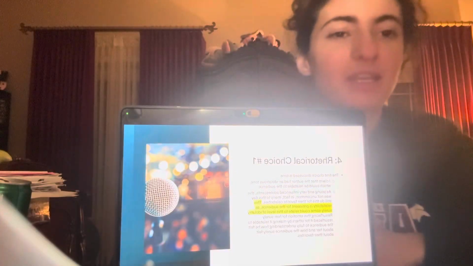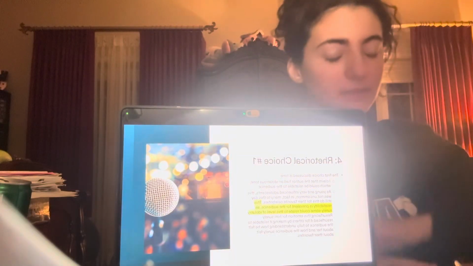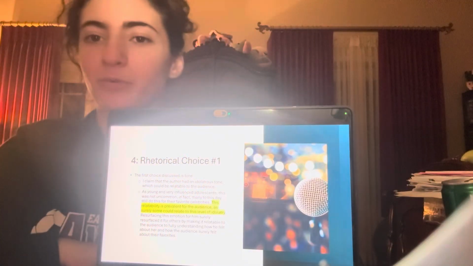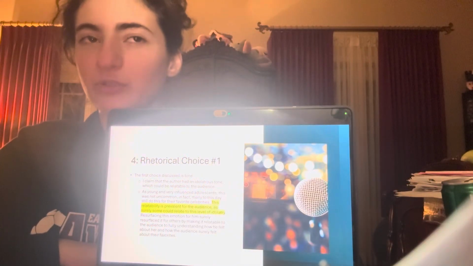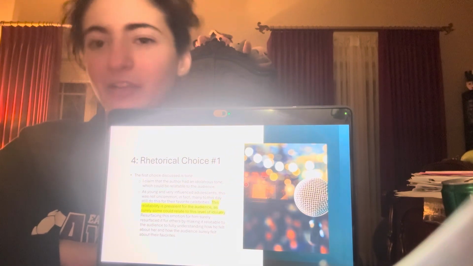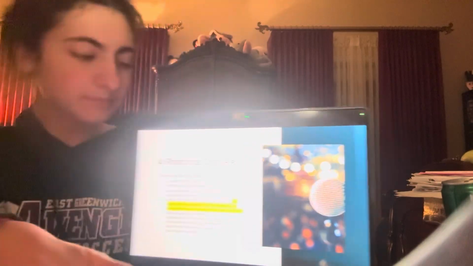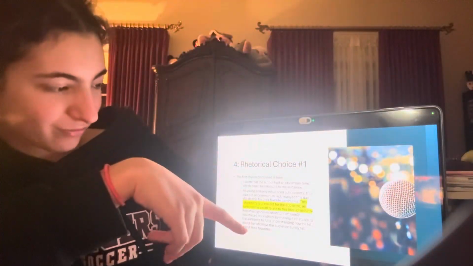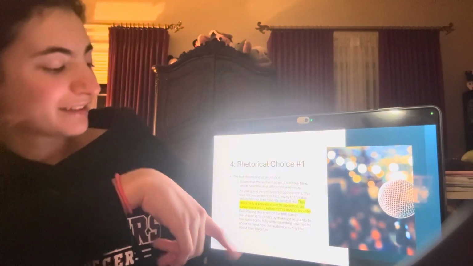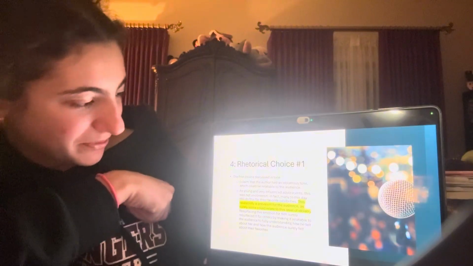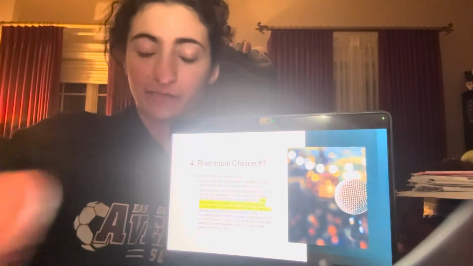Rhetorical choice number 1. My rhetorical choice that I first used was tone, which I described as idolatrous, using an idolatrous tone to enhance how he felt in the moment. And here is another paragraph that I put in here that I don't want to read. That was the choice that I had given, and this is the evidence.